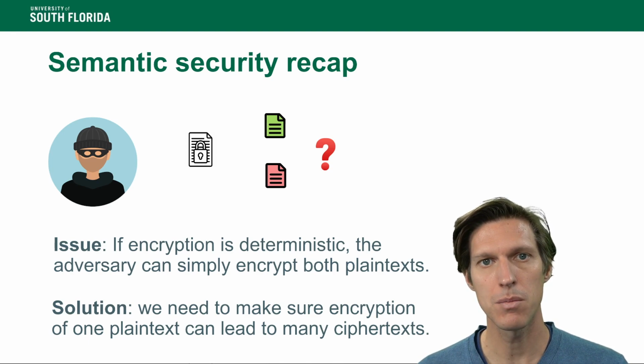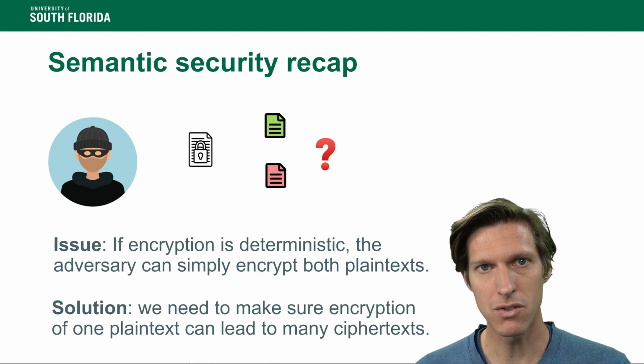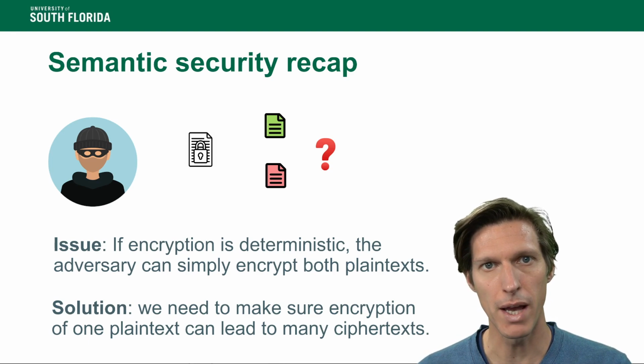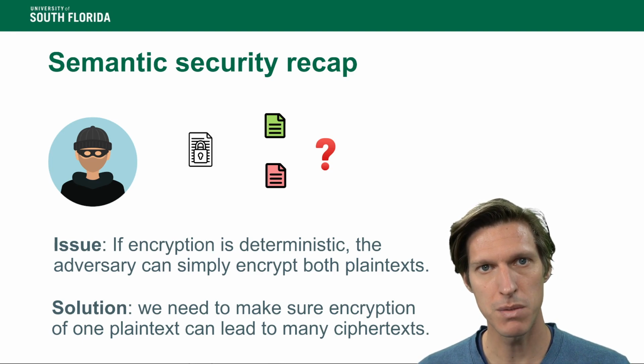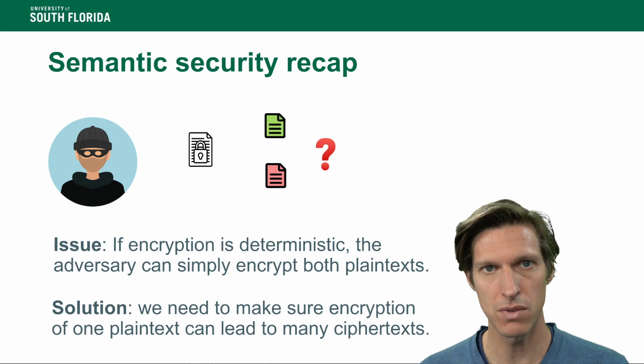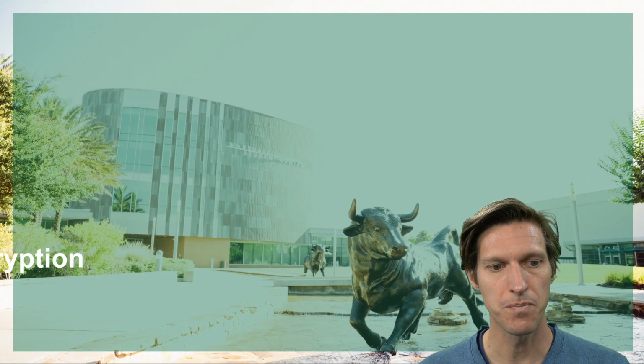So how come we could have one plain text leading to plenty of ciphertexts, and somehow we're able to, for each of these given ciphertexts, decrypt back to the same plain text? And that's something that we're going to see in this lecture.